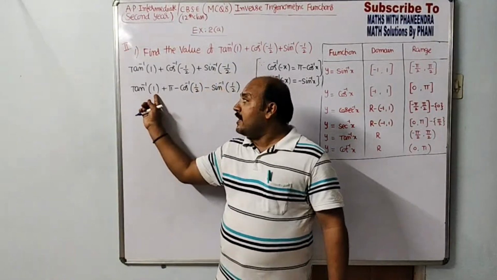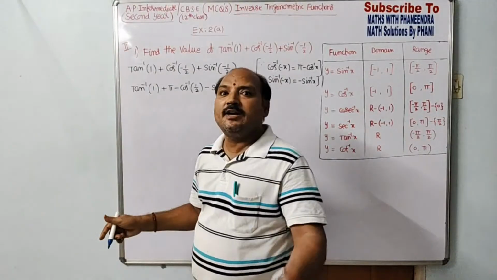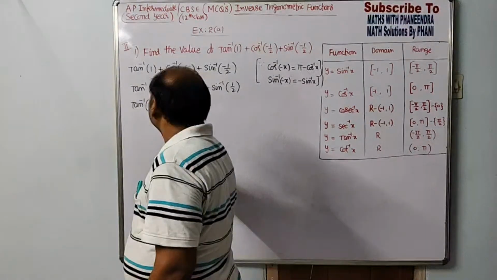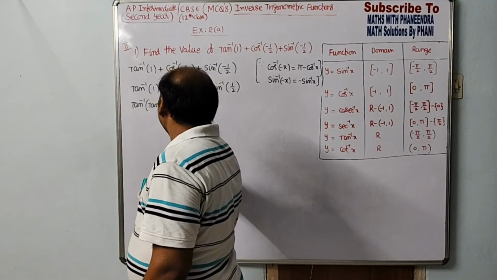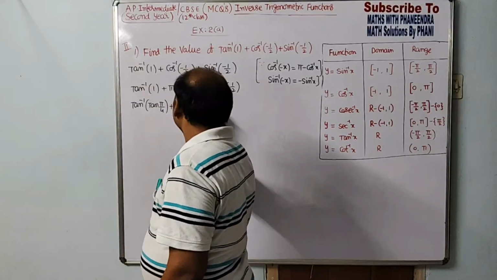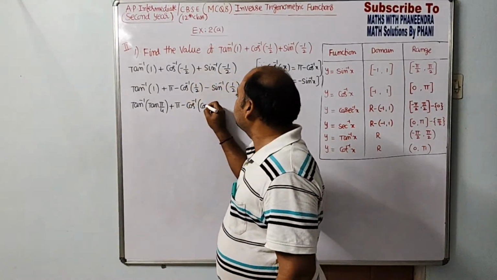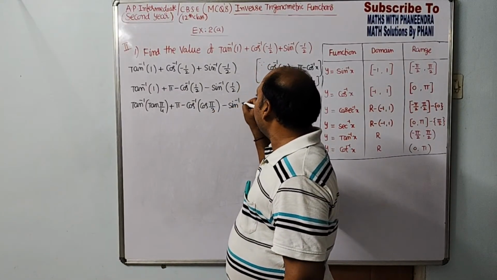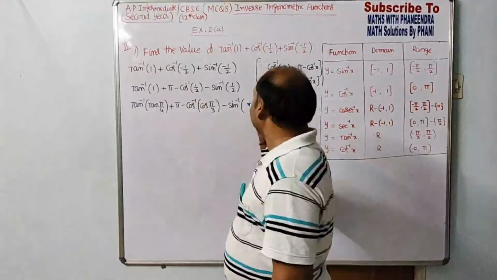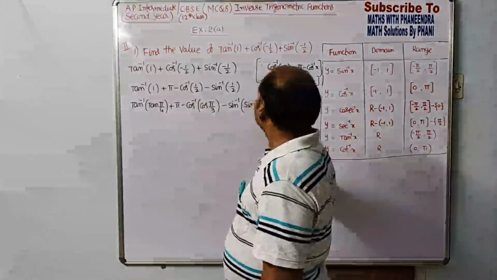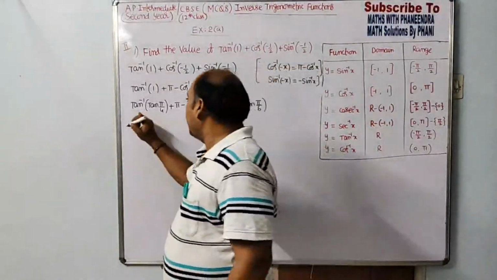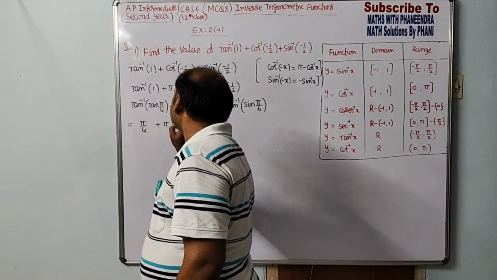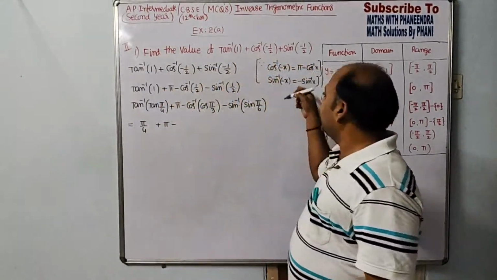Now 1 in terms of tan, for which angle does it come? So tan inverse of tan pi by 4 plus pi minus cos inverse of 1 by 2 in terms of cos, cos 60 degrees, 60 degrees means pi by 3, minus sin inverse of 1 by 2 in terms of 30 degrees, so sin pi by 6. So tan inverse of tan pi by 4 is pi by 4, plus pi minus cos inverse of cos pi by 3.